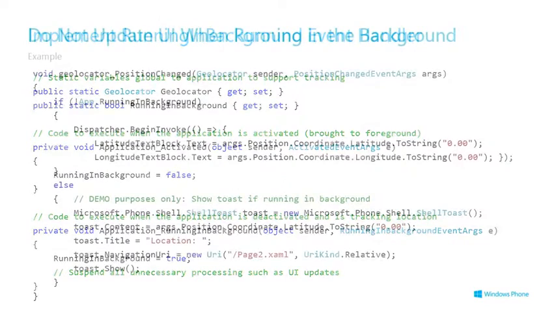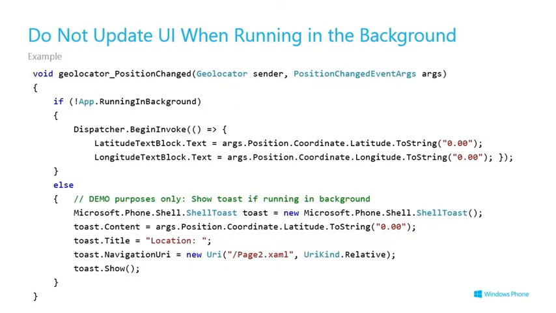Right. So this is an example in the position changed event handler. We look at that running in background variable: if it's false, then we're not running in the background, so we can update the screen. This is a simple example where we're just updating some text blocks. But if we are running in the background, in this particular example, we're going to put a toast up, our old friend, those annoying toasts.